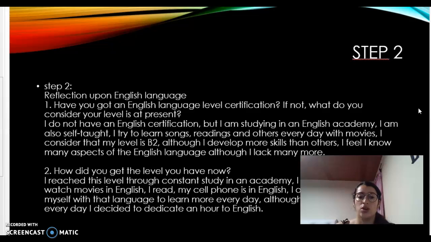And 2. How did you get the level you have now? I reached this level through constant study in academia, and I'm also self-taught: I watch movies in English and read by myself in English. I always try to challenge myself with the language to learn more every day. I work every day and decide to dedicate 1 hour to English.